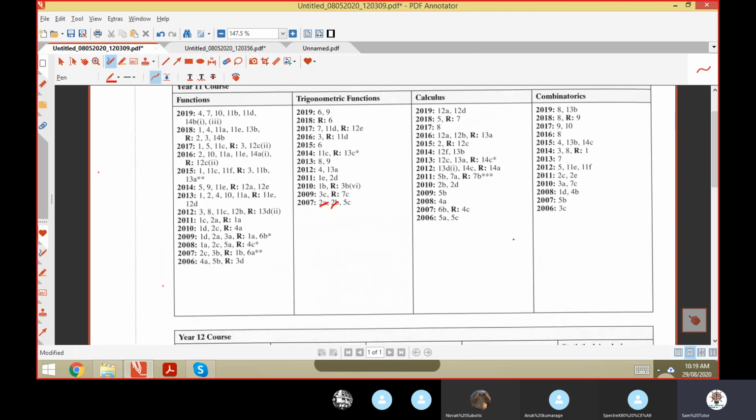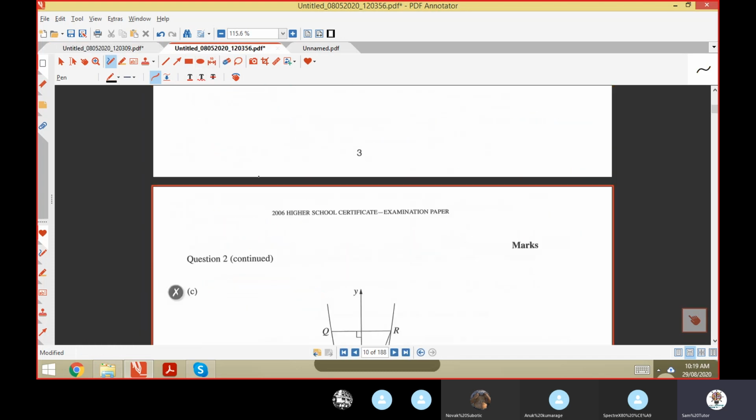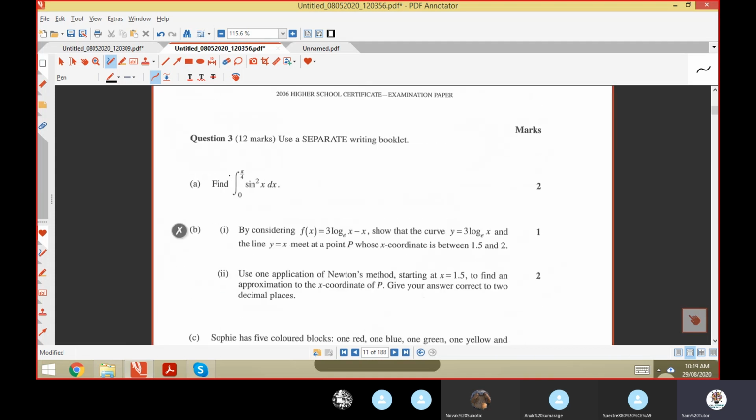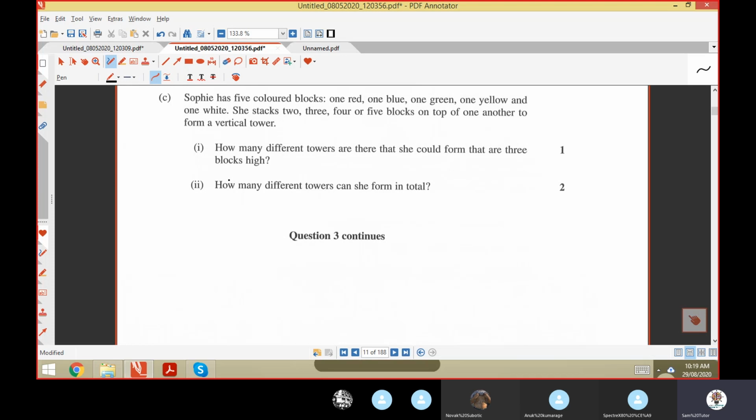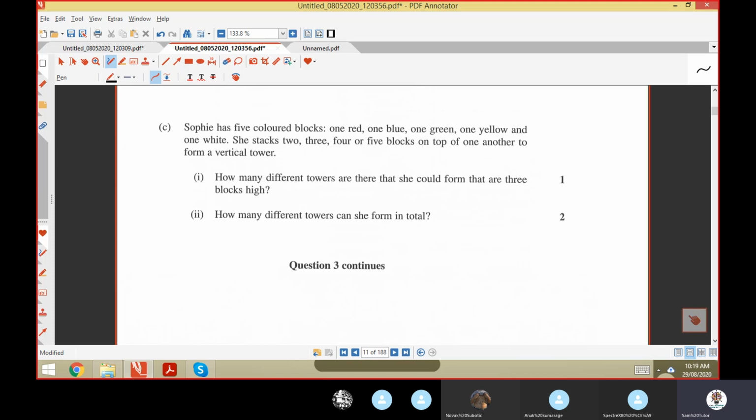So we can cross off 2A, 2B. Let's look at 3C and 3D. So 3C, 3D as a replacement. 3C. All right, probability.